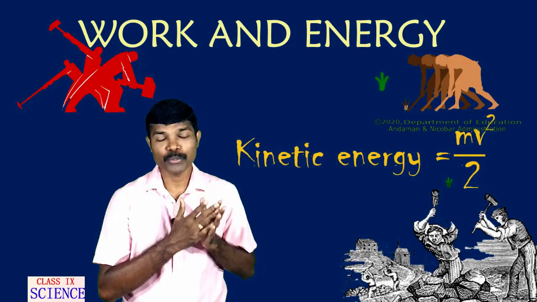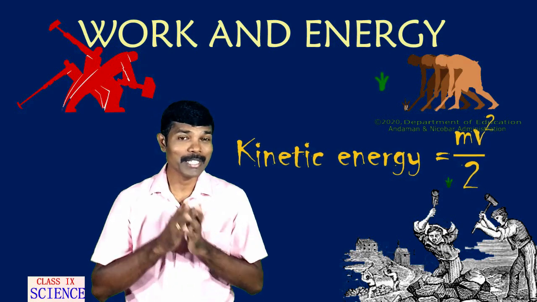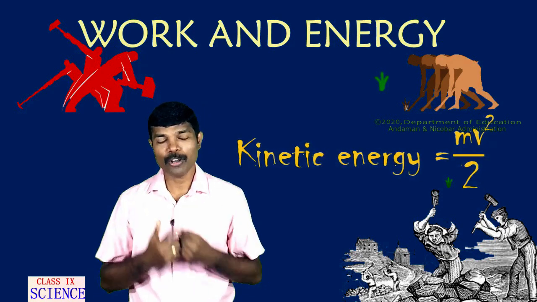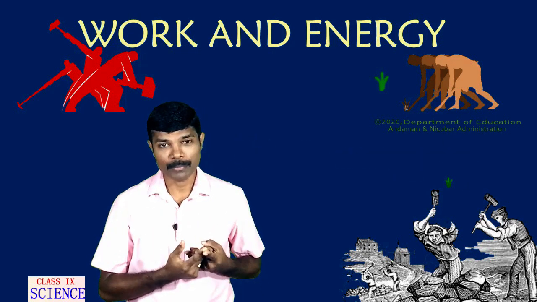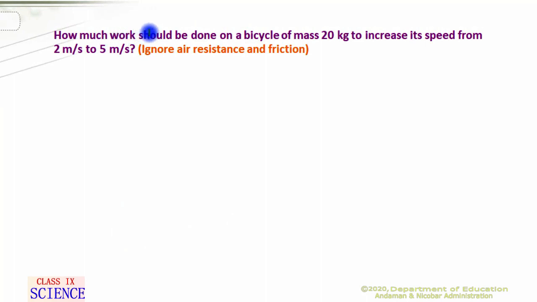So, by using the formula of kinetic energy, which is half mv square, we can solve various numerical problems. Let us now solve some of the numerical problems. Now look at the question: how much work should be done on a bicycle of mass 20 kg to increase its speed from 2 meter per second to 5 meter per second? In the question we need to find the work done. We know that work done is equal to the kinetic energy. Here the body is already in motion, that is, initial velocity is 2 meter per second and final velocity is 5 meter per second.